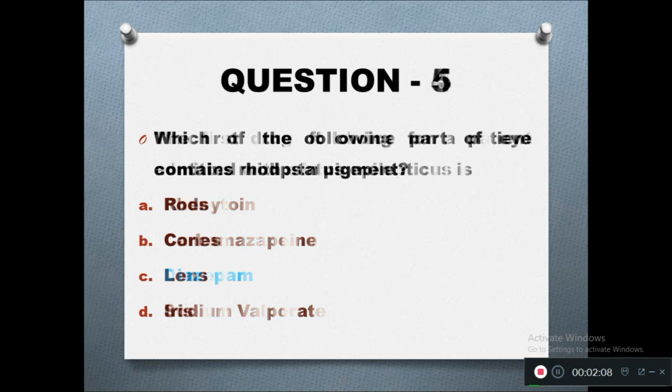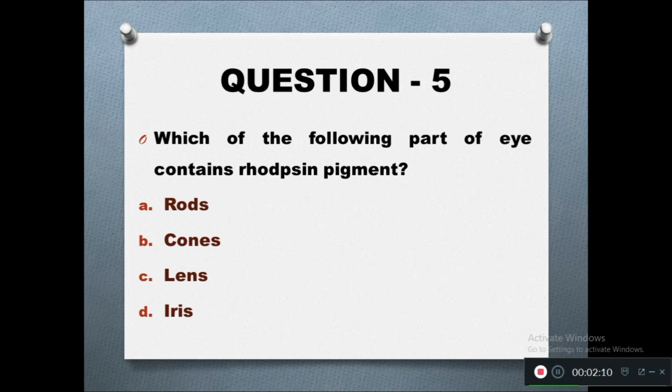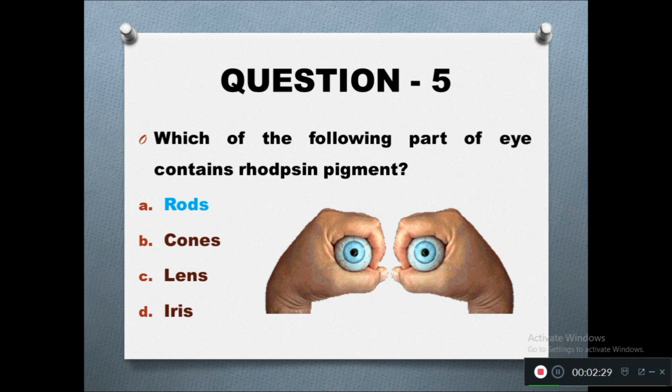Question number 5. Which of the following parts of the eye contains rhodopsin pigment? Rhodopsin pigment is present in which of the following parts of the eye? Rods, cones, lens, iris. Rhodopsin, so easily you can keep in mind rod. Rods contain the rhodopsin pigment.